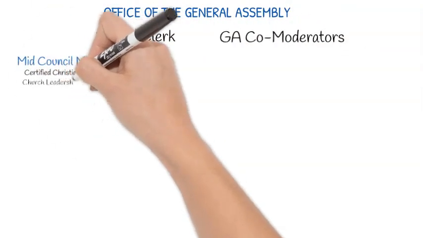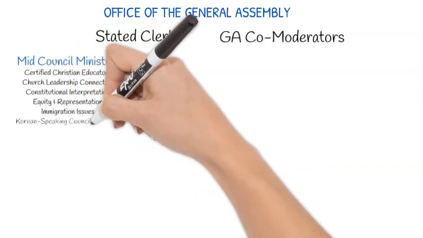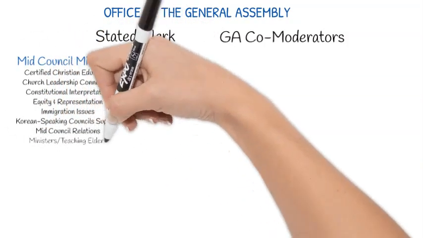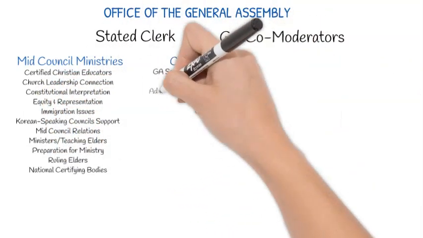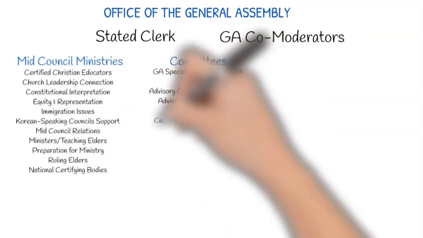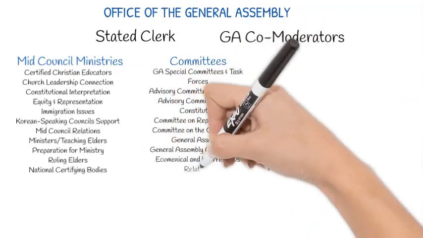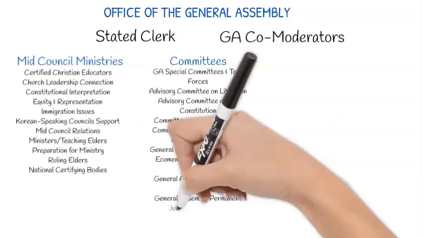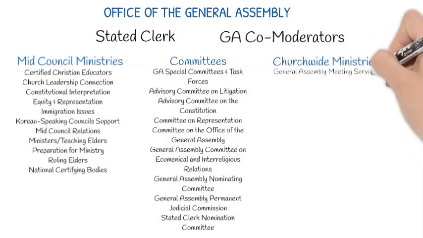OGA is where offices like Preparation for Ministry, Church Leadership Connection, and Immigration Services and Mid-Council Ministries are housed. All committees and commissions formed by the General Assembly are resourced and paid for through OGA. And all arrangements are made for each General Assembly meeting by the people in General Assembly meeting services. We literally couldn't do this without the staff of the OGA.